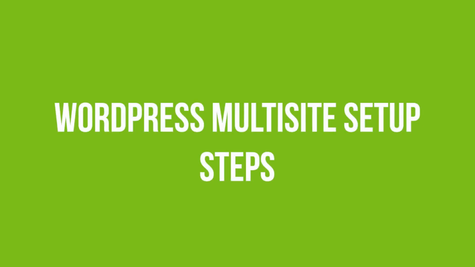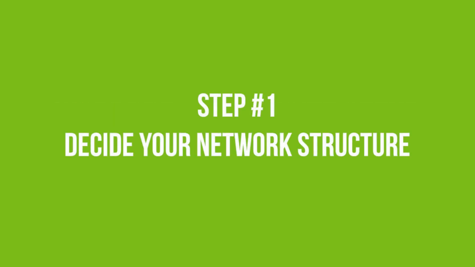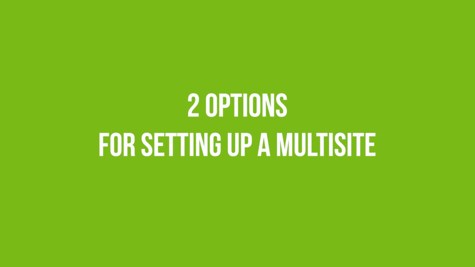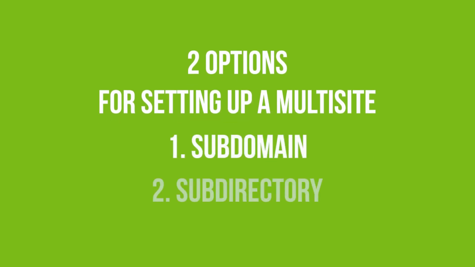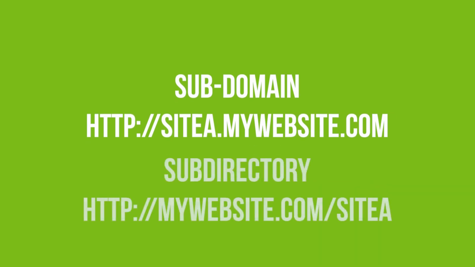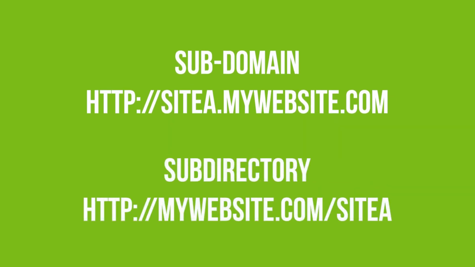Here are the steps involved in setting up WordPress multisite. Step 1 is to decide your network structure. There are two options, like we had earlier outlined, for setting up a multisite. One is a subdomain and the other is a subdirectory. A subdomain looks something like this. Site A here stands for one of the individual sites in the network. Mywebsite.com is the core domain. A subdirectory looks something like this.